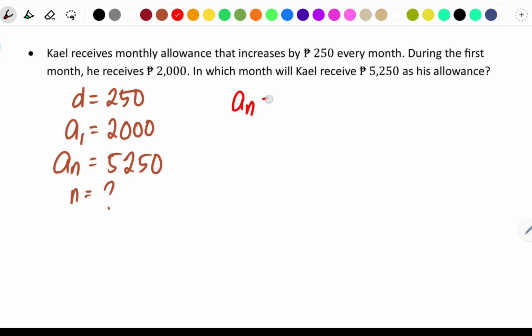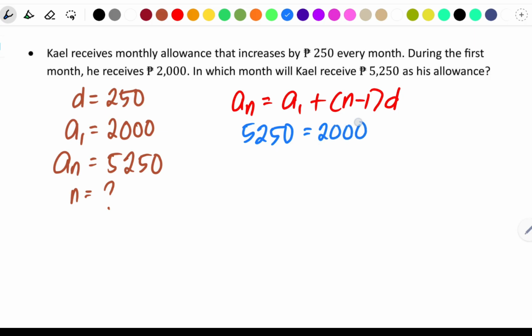Again, A sub n is A sub 1 plus n minus 1 times d. A sub n is 5,250. A sub 1 is 2,000. n is unknown. And d is 250. Subtract 2,000 from both sides of the equation.